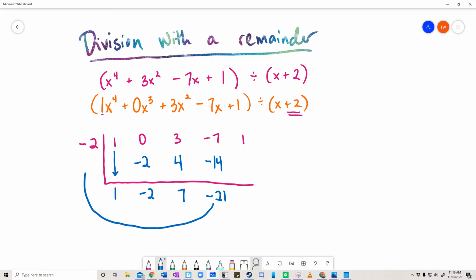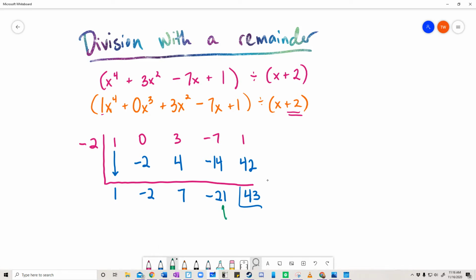Negative 21 times negative 2 is a positive 42. And then when I add 1 to it, I get 43. And that's my remainder. So how do we think about our final answer?